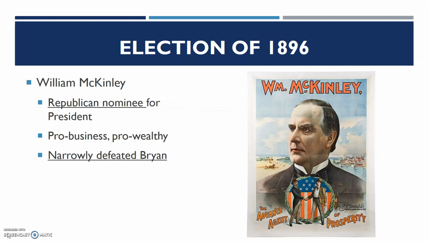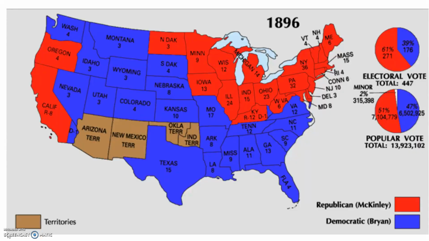Okay, so William McKinley was the Republican nominee for president in the election of 1896. He was very pro-business. He was pro-rich, pro the wealthy class, and he actually did defeat Bryan, but very, very narrowly. Bryan almost won. Here is a map of the election.